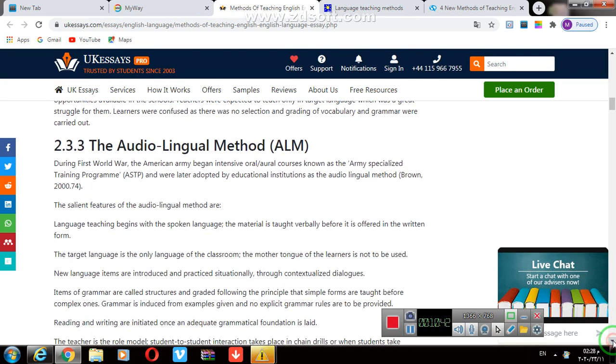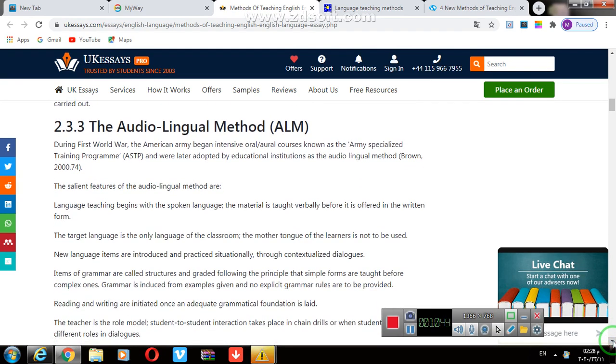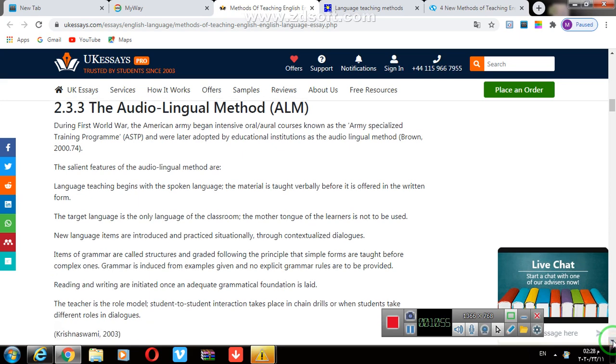Now we move to a third common method, that is the audiolingual method, the ALM method. In this method, the audiolingual method, we mean the oral method, where we have a lot of communication.